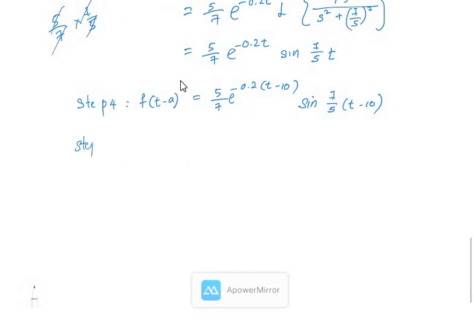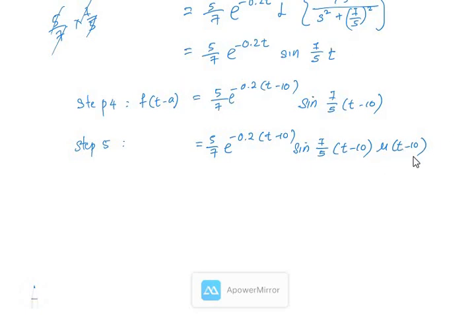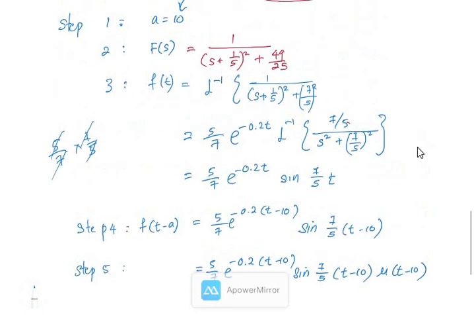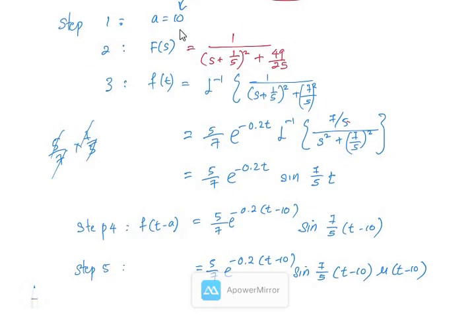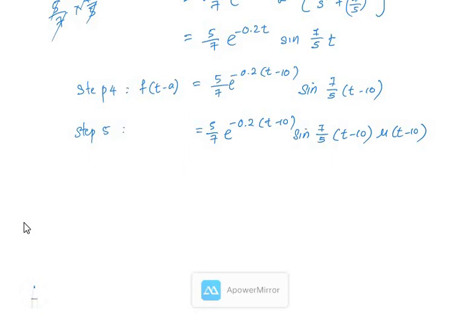And then step 5, we inverse Laplace transform everything, and in the end we get 5/7 exponent negative 0.2 (t minus 10) sine 7/5 (t minus 10) u(t minus 10). So step 5 is to add the u(t minus 10), in which we add the unit step where the t minus the a refers to the a value that you obtained from the first step. So now we can complete the final answer.